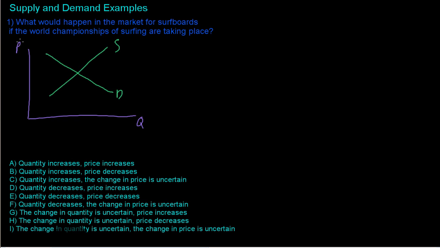And so if we started out at point A and demand increases, we will now end up on this red line, D prime, and we'll be at point B, right here. So what happened? Well, we have an increase in quantity, so we go from Q to Q1, and we also have an increase in price going from P to P1. So A will be our answer. Quantity will increase and price will increase.